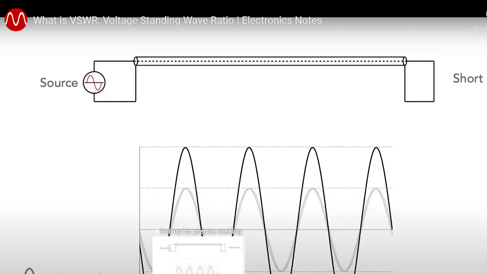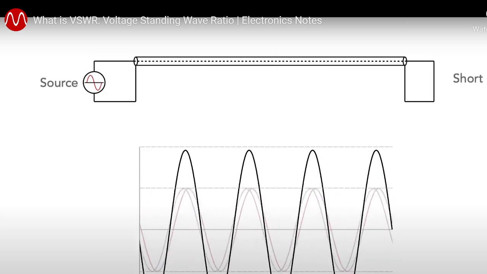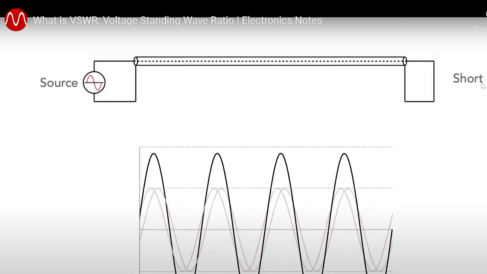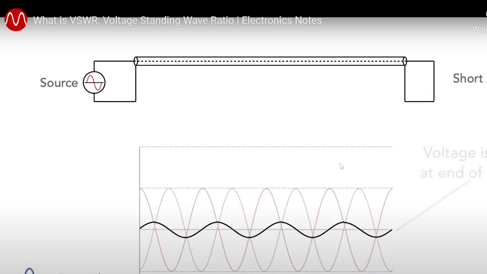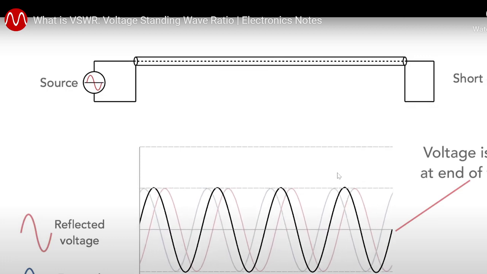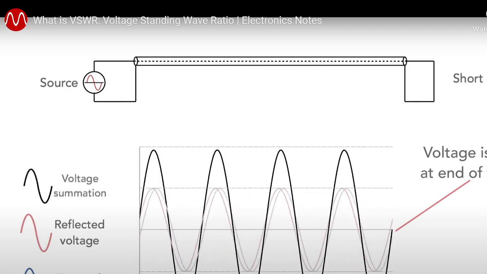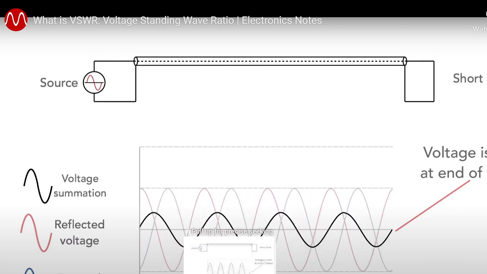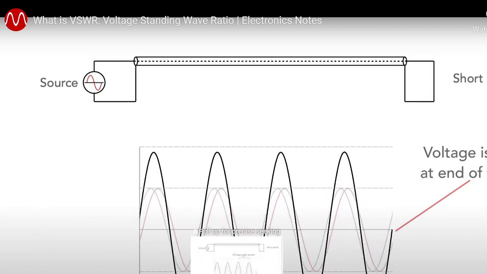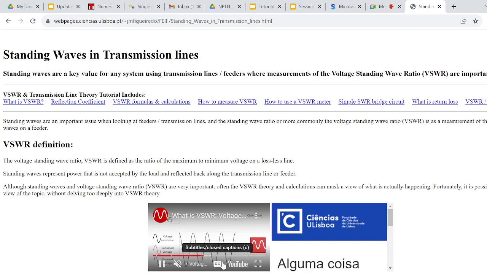Now, suppose you have an unmatched case, for example a short circuit at the load or an open circuit at the load. You will have these two waves interfering with each other, and that interference will create the standing waves as seen here. Now I would like to talk about separate cases.